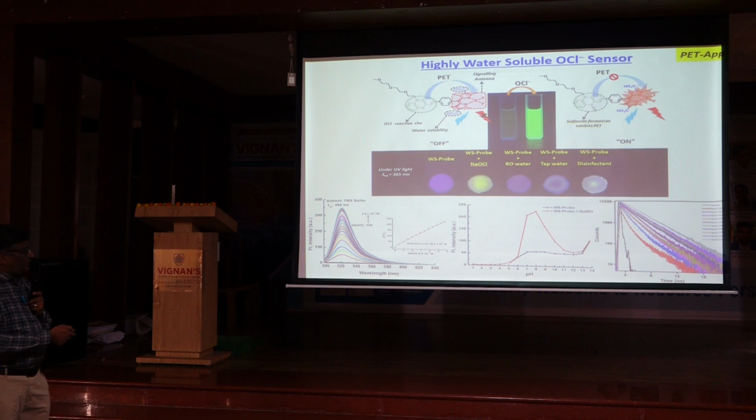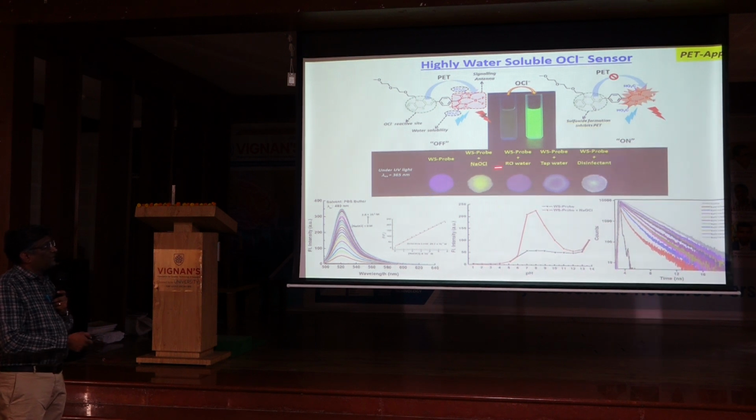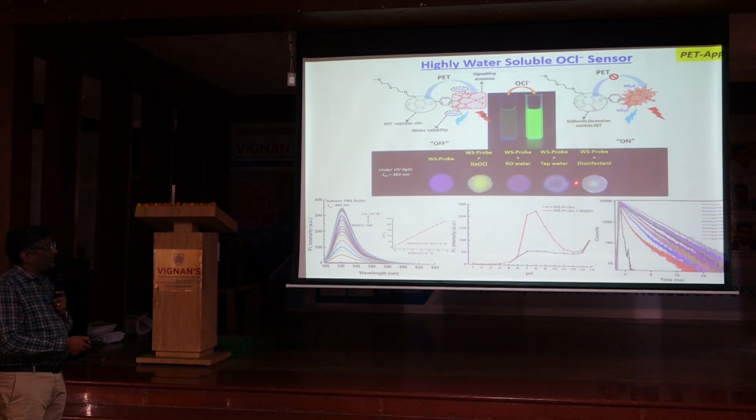So I am going to show this slide where you have again no fluorescence, and the moment you add hypochlorite, it is highly fluorescent. We took it all the way up to paper strips, where you can detect hypochlorite directly on the paper strip or in the RO water, reverse osmosis water, where there is no hypochlorite. But even in tap water and disinfectant, we can see the fluorescence enhancement.